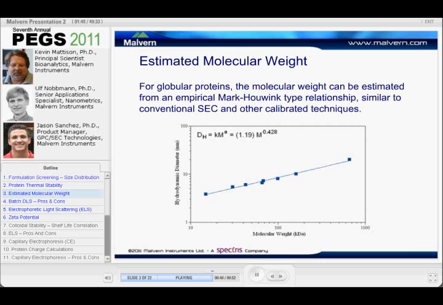So there are different ways to get to your molar mass measurement: static light scattering, dynamic light scattering using models, and static light scattering off of an SEC column. So all these techniques can be used together to see how consistent your numbers are.